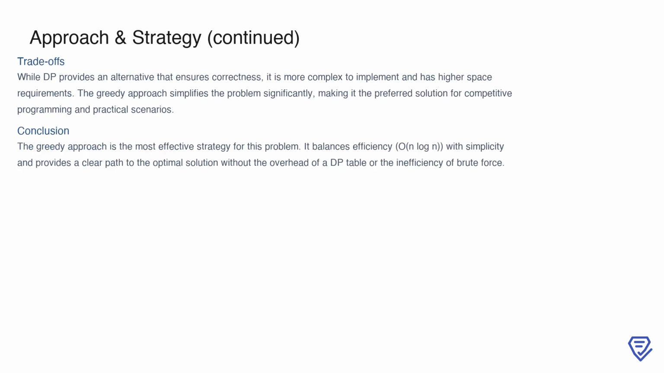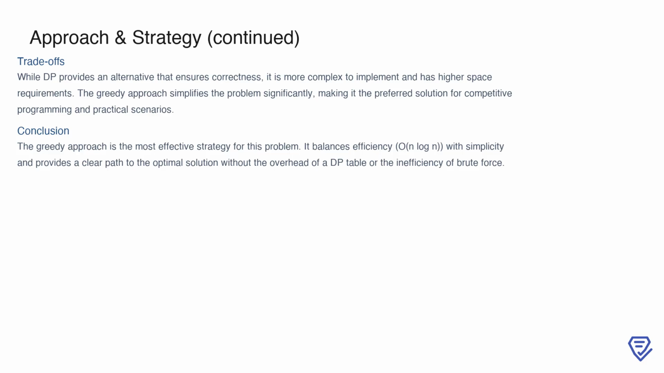While the dynamic programming approach provides a robust solution with guaranteed correctness, its higher space usage and relative complexity make it less practical. On the other hand, the greedy approach significantly simplifies the problem. Sorting the individuals by their cost differences allows us to minimize the total cost effectively while maintaining a time complexity of O(n log n). This balance of efficiency and simplicity makes it the preferred solution for both competitive programming and real-world scenarios.